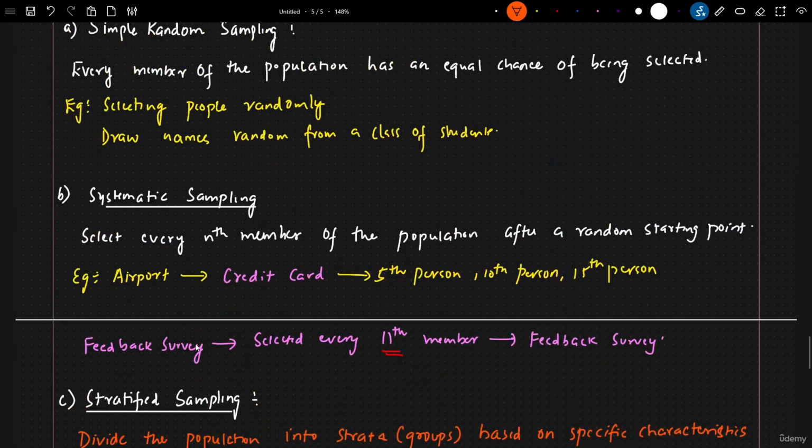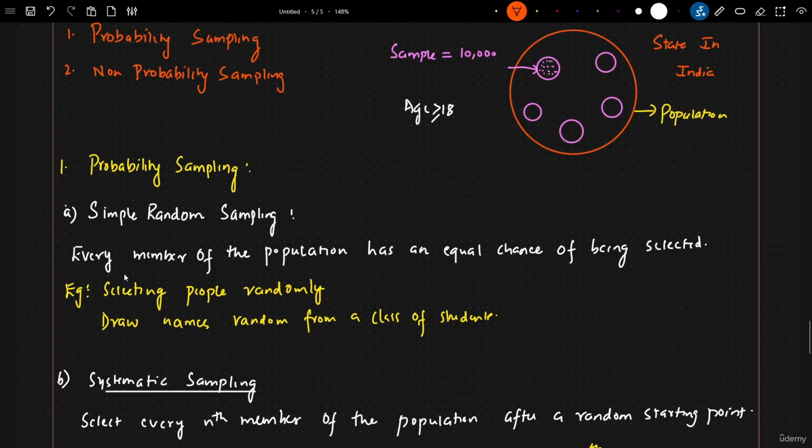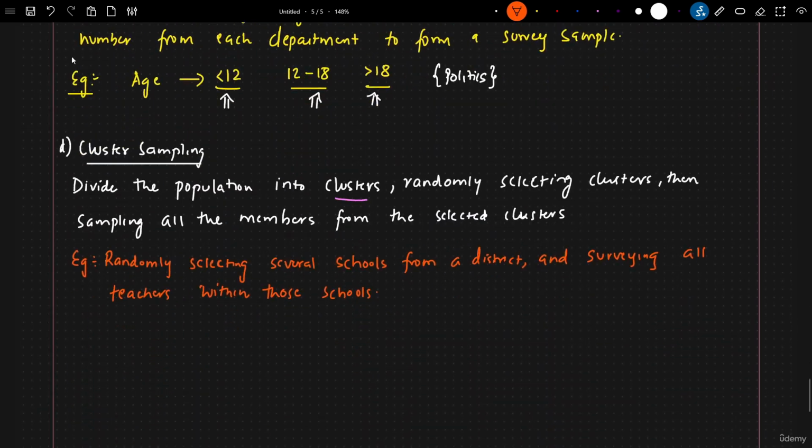Okay. So in probability sampling, these are the 4 common types of sampling techniques that we specifically use. Okay. One more sampling technique, which I hope is not mentioned everywhere, but I did a lot of research to find this out, is something called multi-stage sampling.